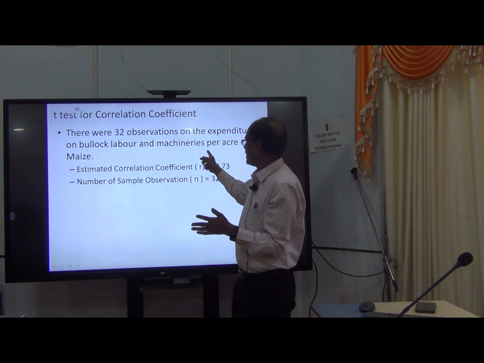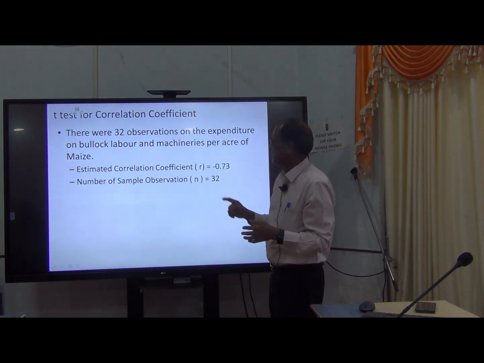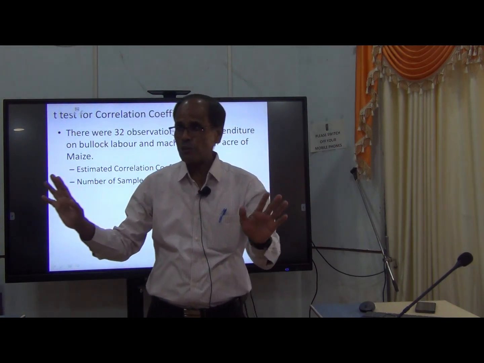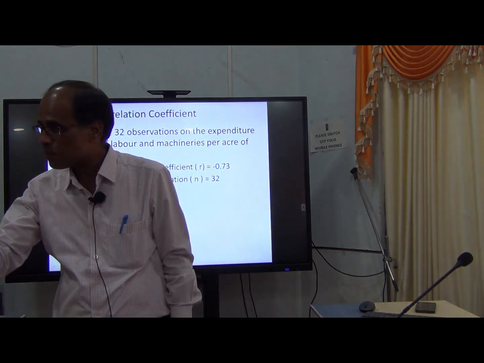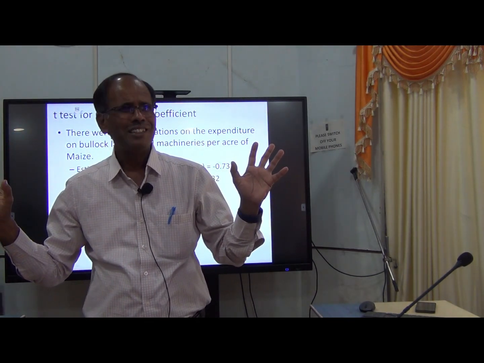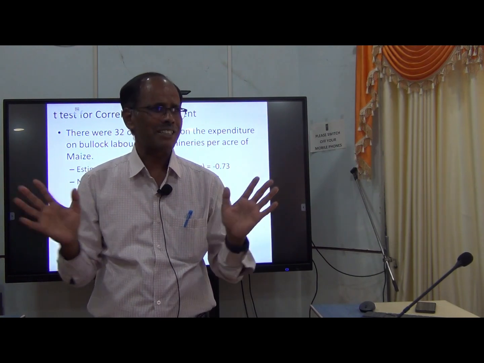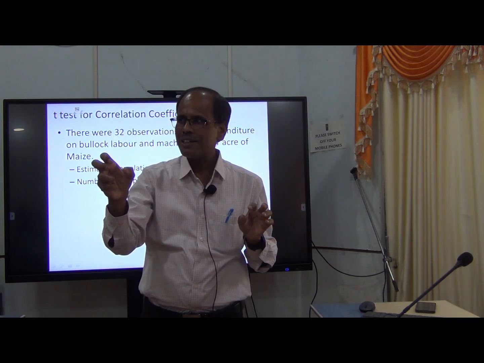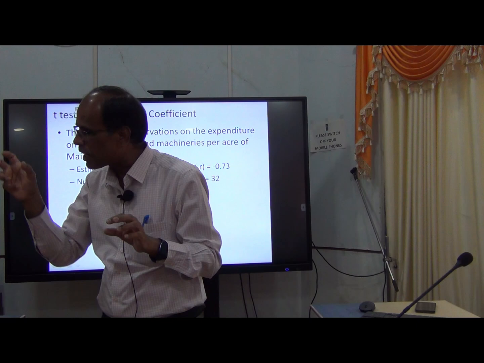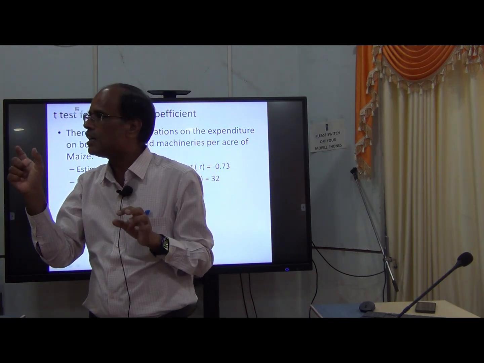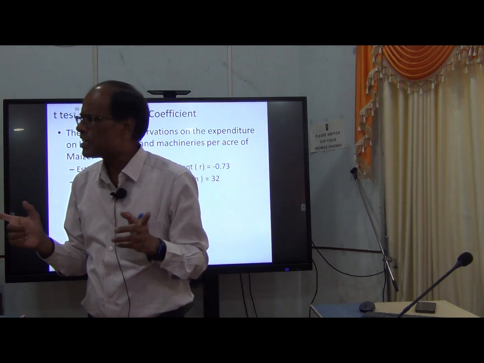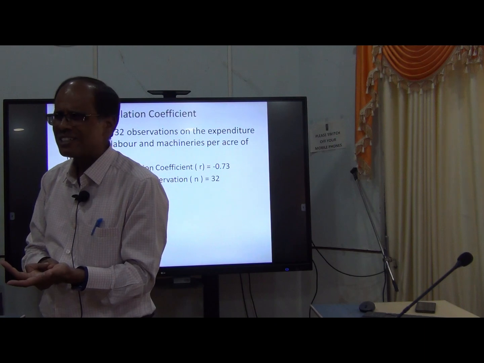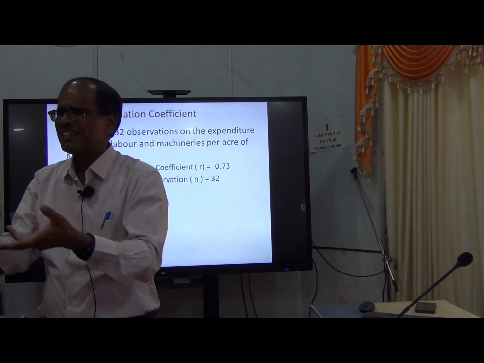In that correlation matrix, with 32 observations, we calculated the correlation coefficient between expenditure on bullock labor and expenditure on machineries. I want to know the context and your common sense. How many of you are familiar with agriculture? Please raise your hand. We calculated the correlation between per acre expenditure on bullock labor in maize production and per acre expenditure on machineries. What are the machineries in maize production? Tractors, cultivators, rotavator. These are all the machineries.